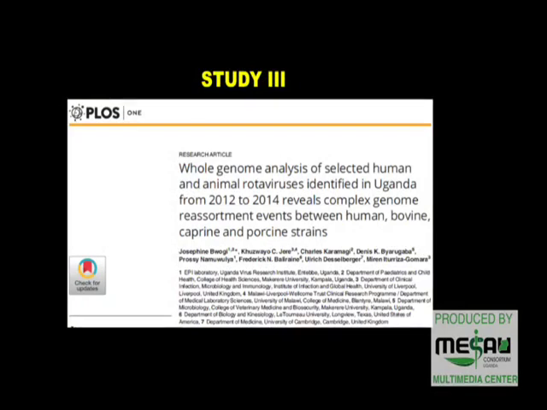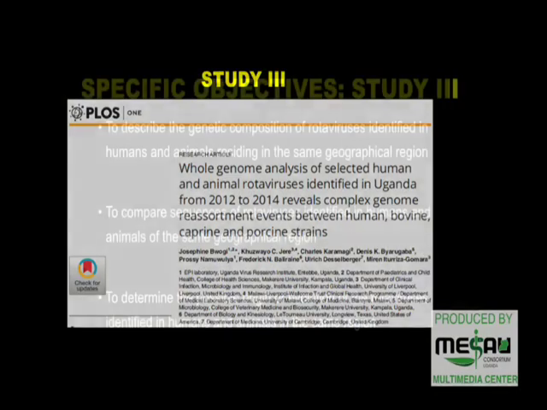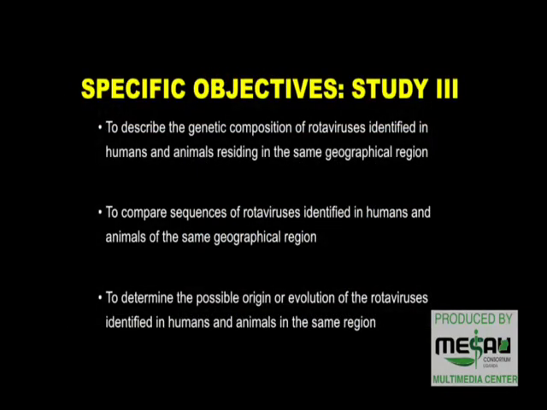Study 3 has also been published in PLOS ONE. The objectives of study 3 were to describe the genetic composition of the rotaviruses identified in humans and animals residing in the same geographical region, to compare the sequences of the rotaviruses identified in humans and animals of this same region, and to determine the possible origin and evolution of the rotaviruses identified in the humans and animals in these regions.